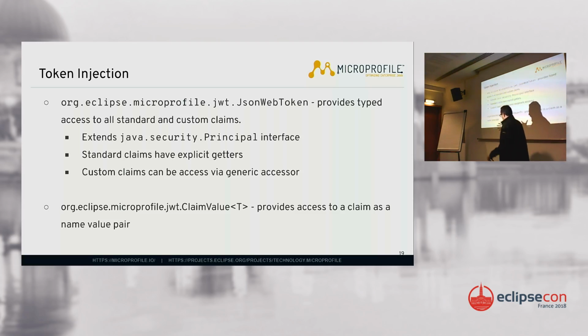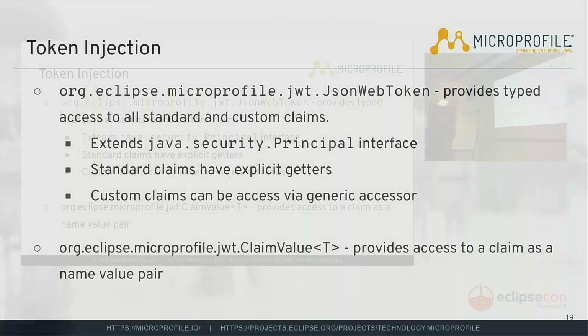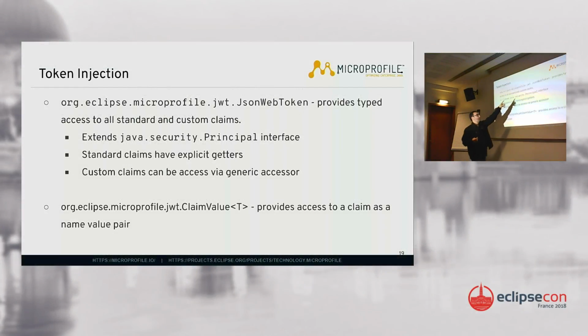Once you have received the token and verified it, and the JAX-RS endpoint is going to be called, it may need to read who you are. What's the username attached to this request, and which groups are you in? And how it works is that it's going to inject a JSON Web Token, which is a type defined by the specification. And from this class, you will have access to all the standard and custom claims. So it extends the Java Security Principal.